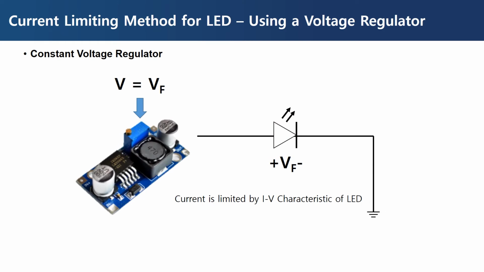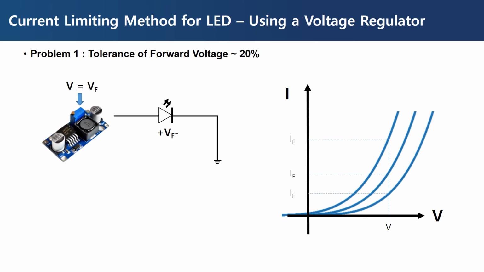LEDs, like other diodes, have their own IV characteristic. Therefore, it is possible to light up the LED if you adjust your regulator to output a voltage that matches the forward voltage of the LED. However, there are several problems using this method.